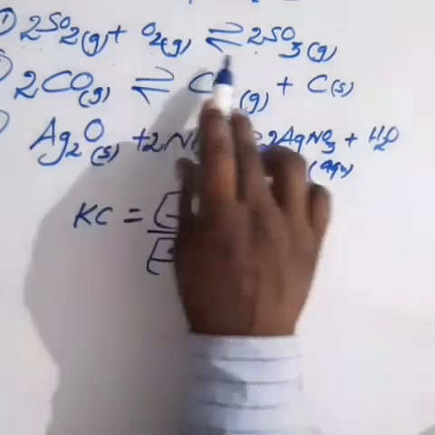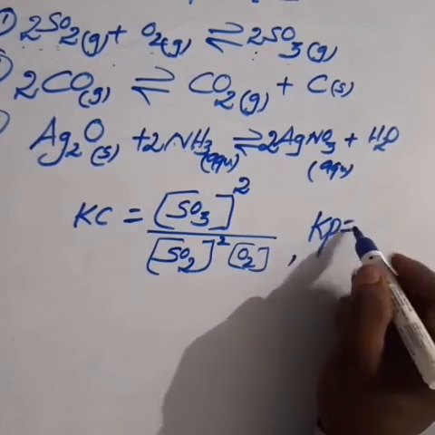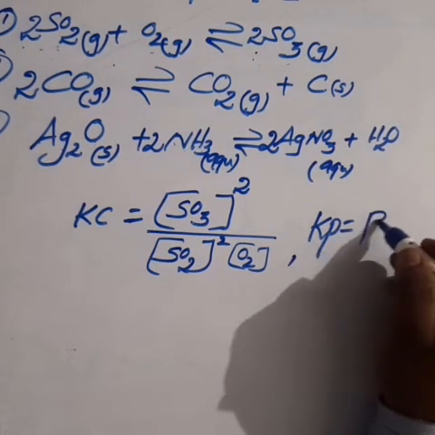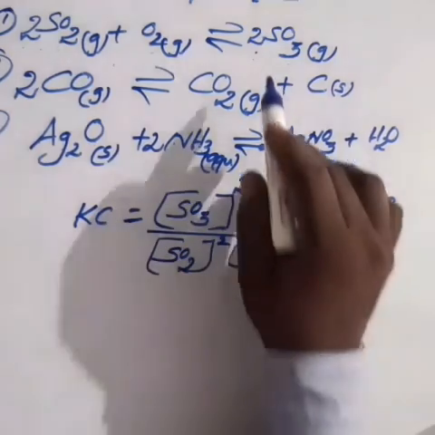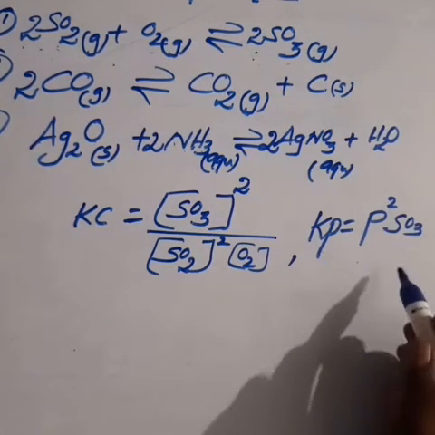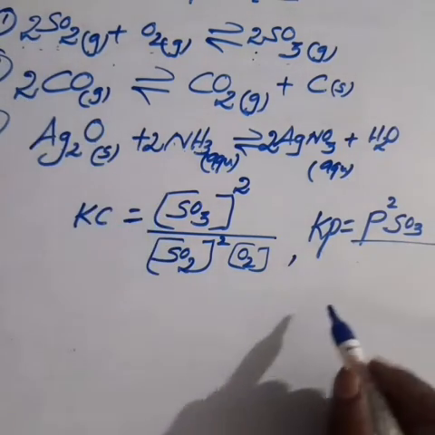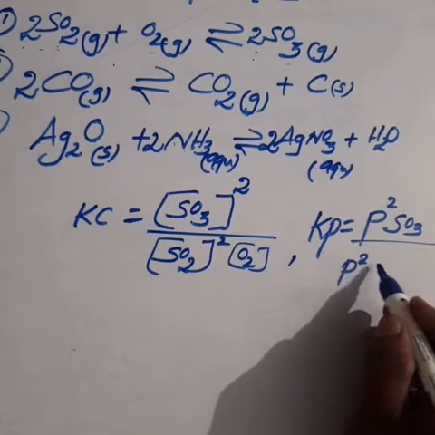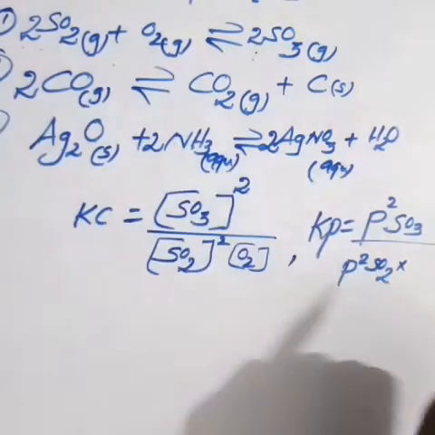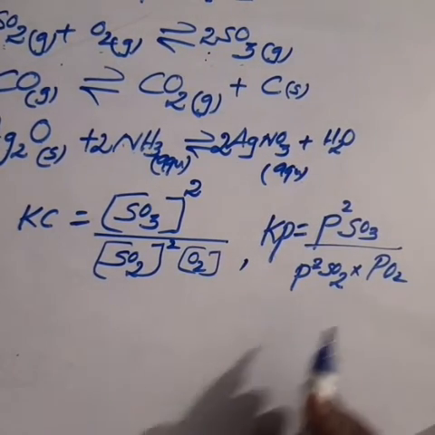Next, how will you write the Kp for the above reaction? As per the first equation, Kp is equal to the partial pressure of SO3 to the power 2, because the number of moles is 2 there, so you have to give the number 2, divided by the partial pressure of SO2 squared into the partial pressure of O2. This is the first equation, Kp and Kc.